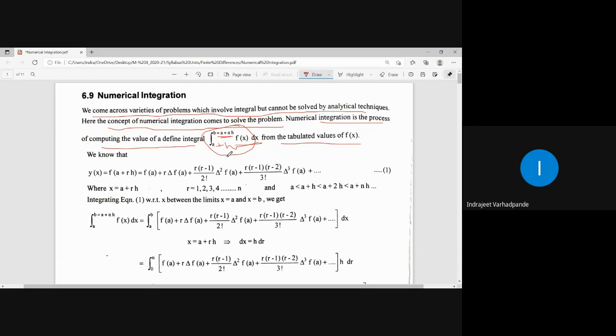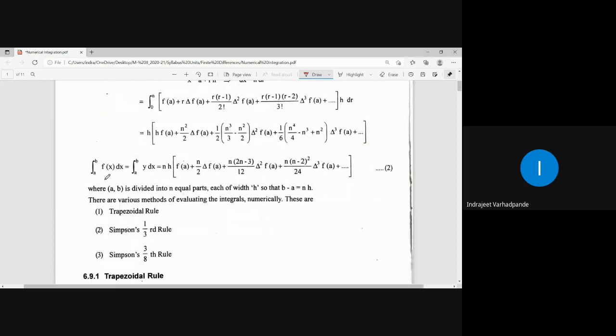So if your a is 0, then 0 plus 1 is 1, 1 plus 1 is 2, 2 plus 1 is 3, h consistently is 1. So if you go up to 5 values for the higher limit, accordingly that will be the value, starting from x0, x1, x2, x3 and so on. So a to b is nothing but a particular range or interval in which that function has to be integrated from the tabulated values. In general, y of x is nothing but f of a plus nh, or f of a plus rh, and it has to be integrated between the limits x is equal to a to x is equal to b.